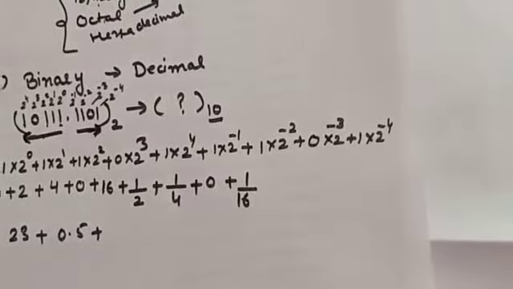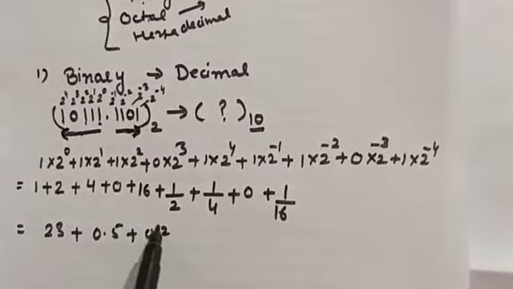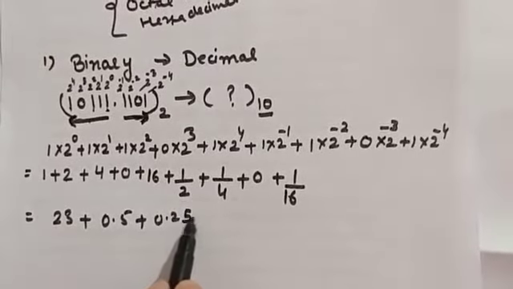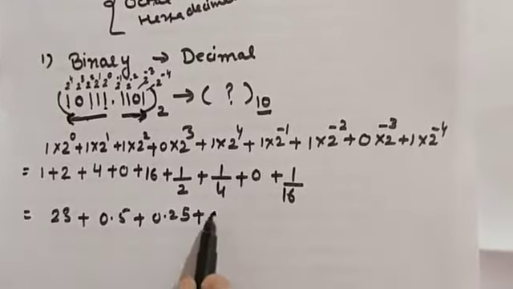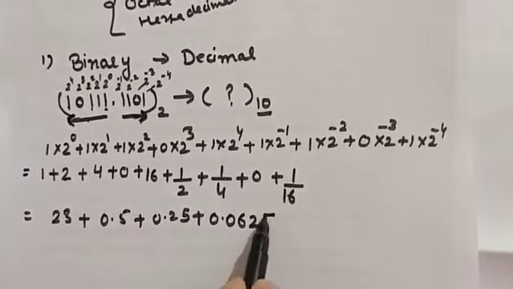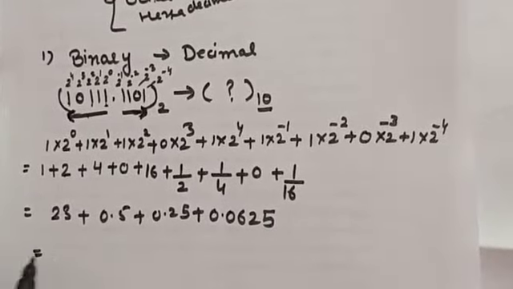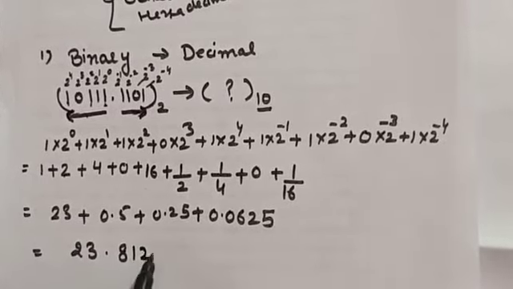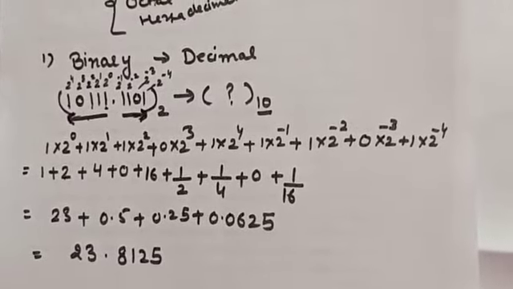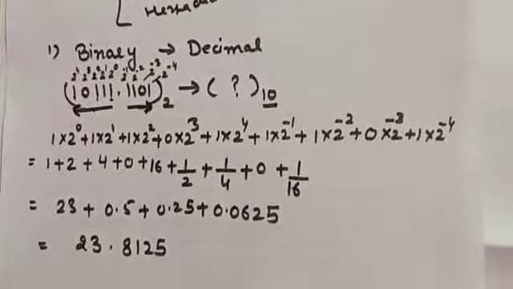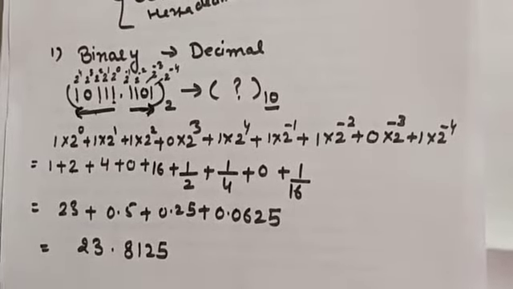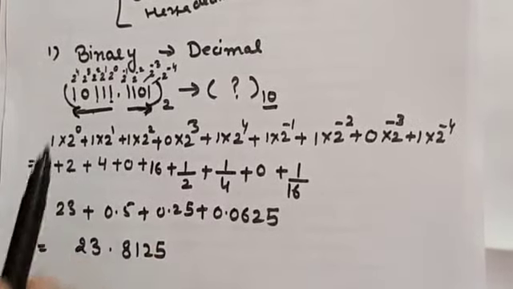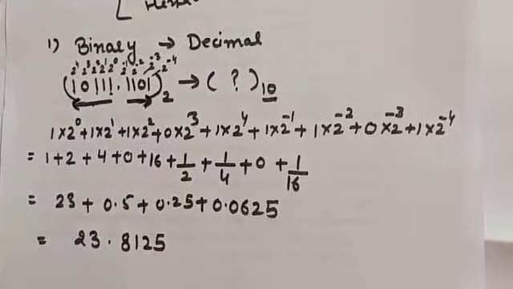1 by 4 is 0.25, plus 1 by 16 is 0.0625. Now we add all these numbers. The answer will be 23.8125. This is all about conversion from binary number system to decimal number system. We multiply each digit by its corresponding weight.